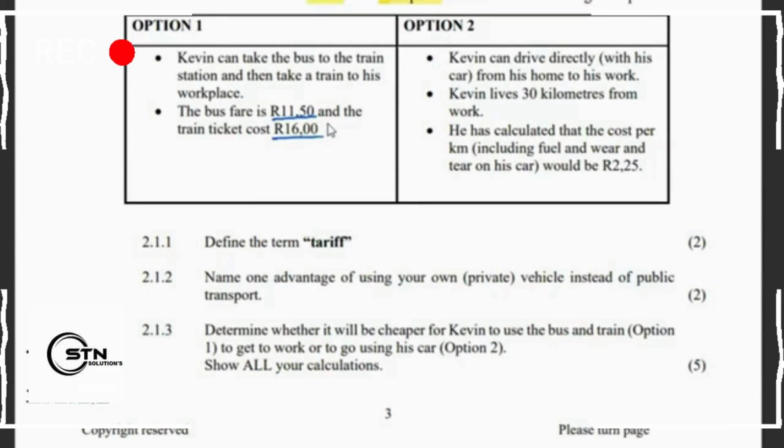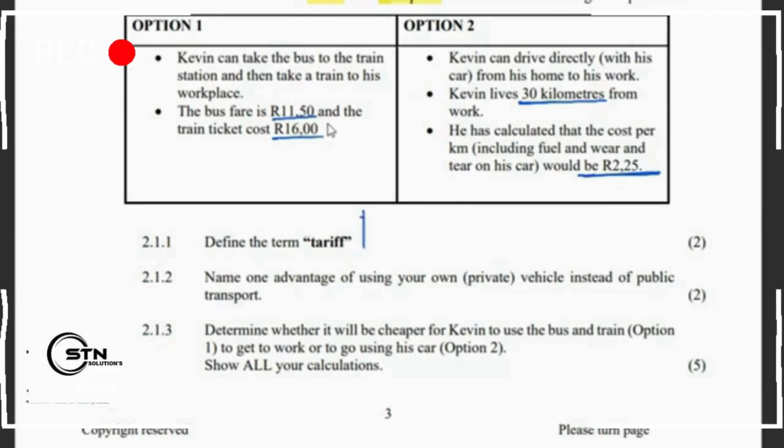Kevin can drive directly with his car from home to his workplace, and Kevin lives 30 kilometers from work. That means a day covers 60. He goes with 30, comes back with 30. Then he has calculated the cost per kilometer, which includes fuel and wear and tear on his car, would be R2.25. So the question tells us, define the term tariff.